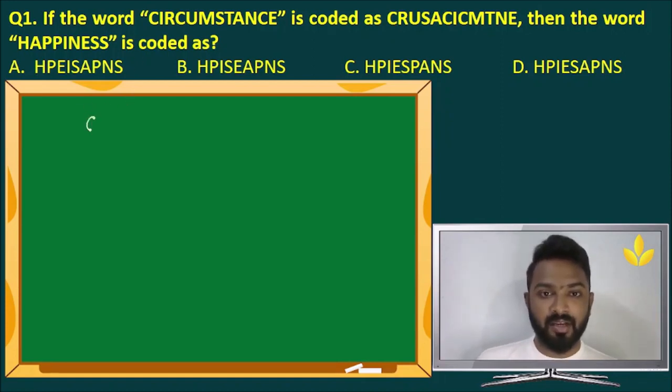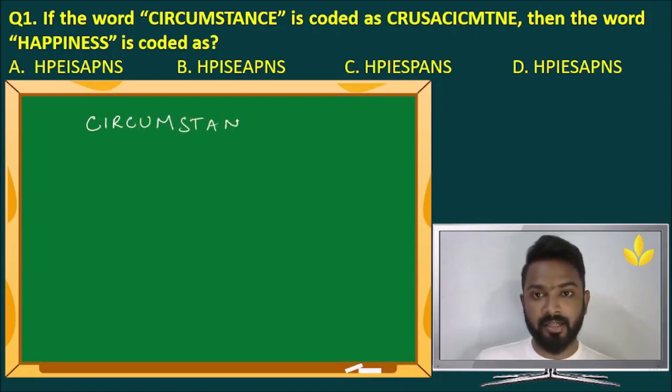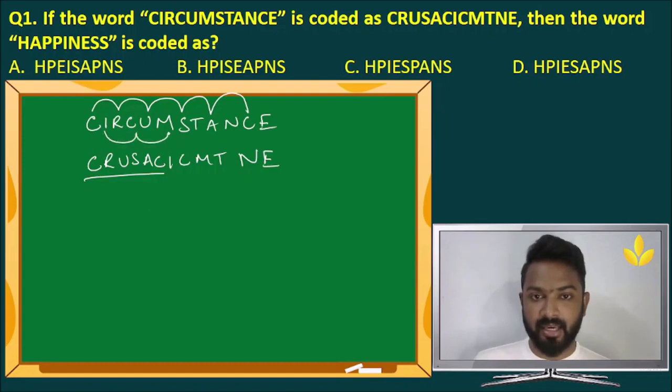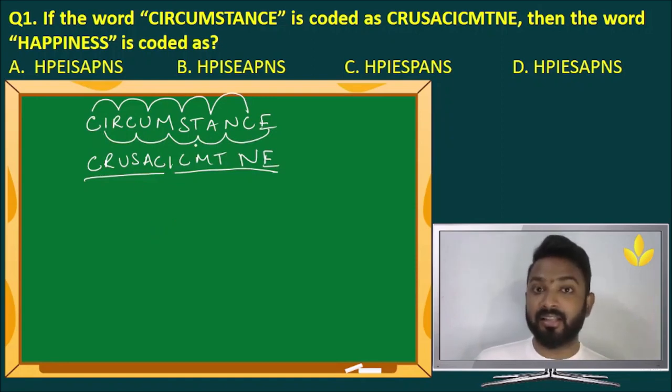Let's write down the words. We have CIRCUMSTANCE and the coded version is CRUSACICMTNE. This is the coded version. Now what is the code? In this case there is no +1, +2, +3 and all that. It's a little bit different. We have all the alternate letters: CRUSAC, and then ICMTNE. So we are using the alternate letters and then the other alternate letters.